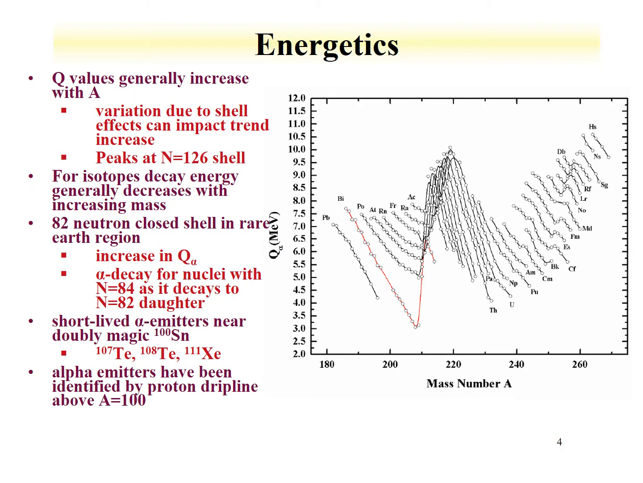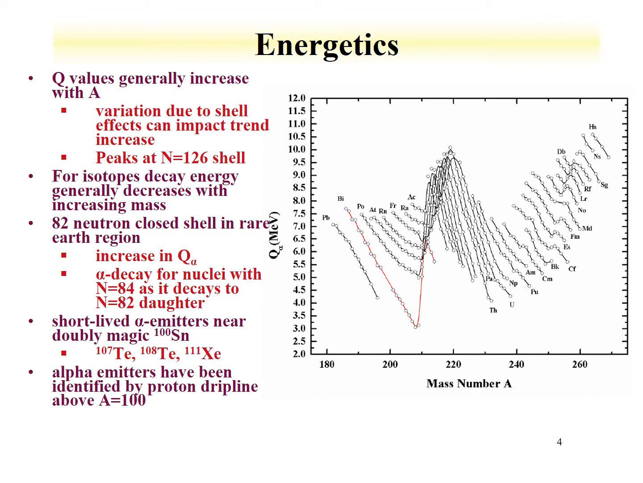There are some trends that can be observed with the Q value energetics for alpha decay. One is that the Q value generally increases with A. If we look at all the isotopes together and we increase A, we see a general trend that as A goes up, the Q value increases. However, this is not generally true for a given isotope. If I look at a given isotope, for instance the lead here, the bismuth here, or plutonium here, as I increase the A for a given isotope, the Q value generally decreases.